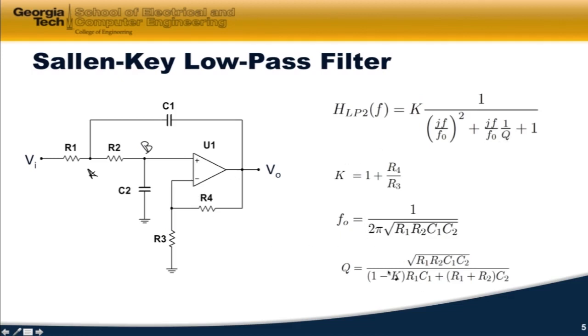They're given by these three expressions, where K is equal to 1 plus R4 over R3 because of this non-inverting op-amp. f0 is given by this expression, and Q is given by this expression. So if you wanted to design a filter with a given f0, K, and Q, you could use these three equations to solve for the component values necessary to implement that transfer function.